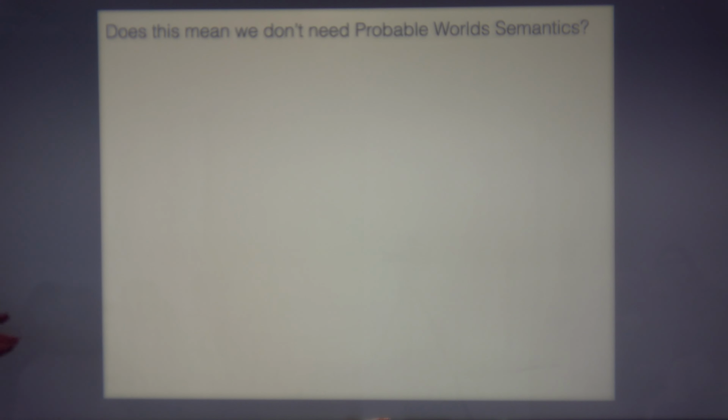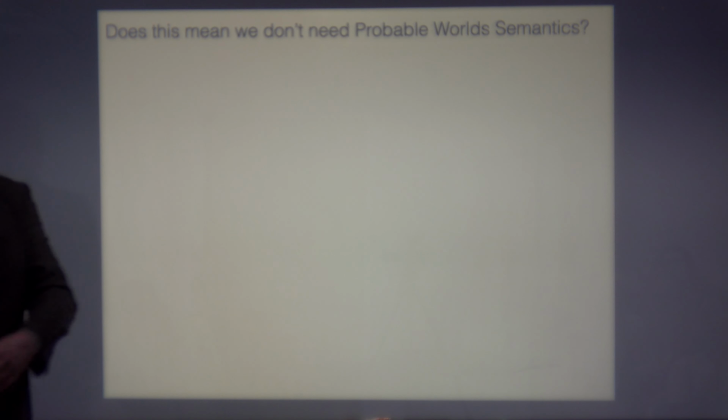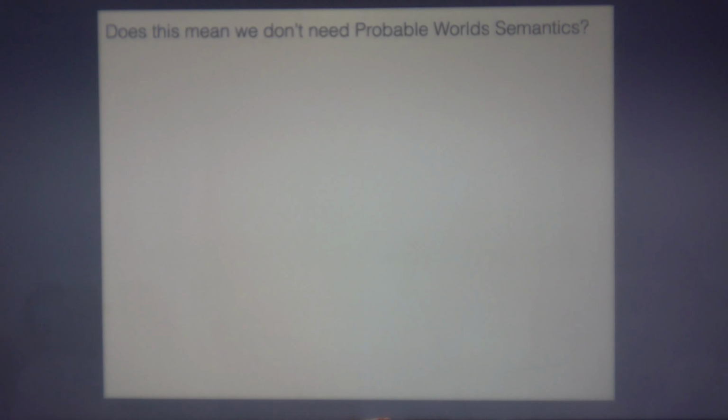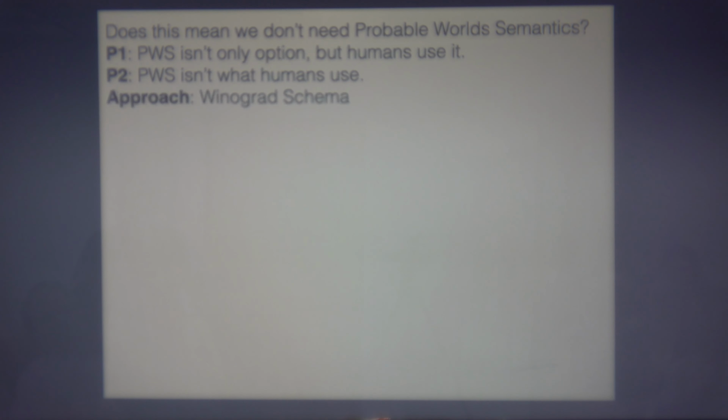So does this mean we don't need probable world semantics, right? It looked very nice, made sense to philosophers, made sense to linguists, but actually we don't need it, right? Well, one possibility is, of course, that there's more than one way to interpret language out there. Humans happen to use probable world semantics, but it's not the only option. Large language models have found another way of doing this. Another possibility is that probable world semantics just seemed like a good theory, but it's actually not what people are doing. And I'm going to focus on something called Winograd schema to investigate this possibility.